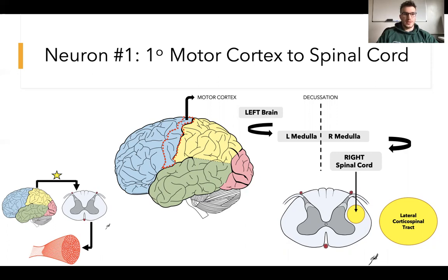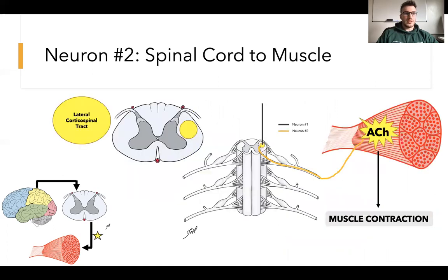Once it has crossed, this neuron will travel down the spinal cord in the lateral white matter as a group of neurons collectively called the lateral corticospinal tract. At each level of the spinal cord, neurons that make up the lateral corticospinal tract will make their way into the anterior horn, where they will synapse with the second neuron in the two-part chain. This second neuron is an alpha motor neuron, and it will leave the spinal cord via the ventral horn.